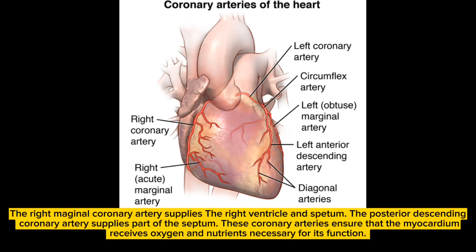The right marginal coronary artery supplies the right ventricle and septum. The septum divides the heart into two equal parts. The posterior descending coronary artery supplies parts of the septum. These coronary arteries ensure that the myocardium receives the oxygen and nutrients necessary for its function.